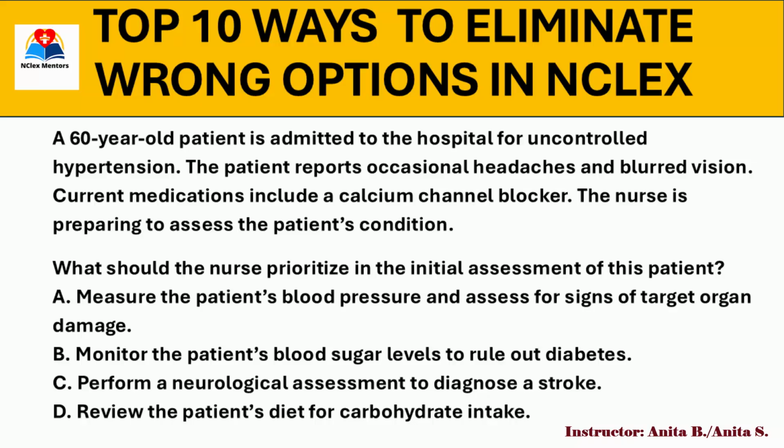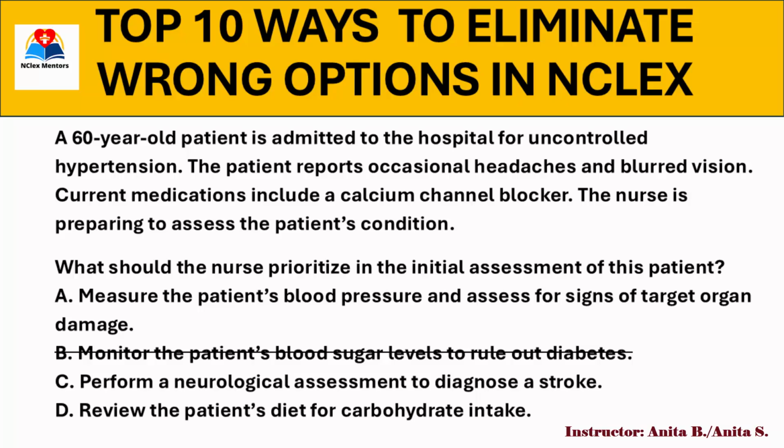The options given to you on the screen are: Option A, measure the patient's blood pressure and assess for signs of target organ damage. Option B, monitor the patient's blood sugar levels to rule out diabetes. Option C, perform a neurological assessment to diagnose a stroke. Option D, review the patient's diet for carbohydrate intake. Let me reveal the right answer to this question. If you need more time, you can pause the video as well.